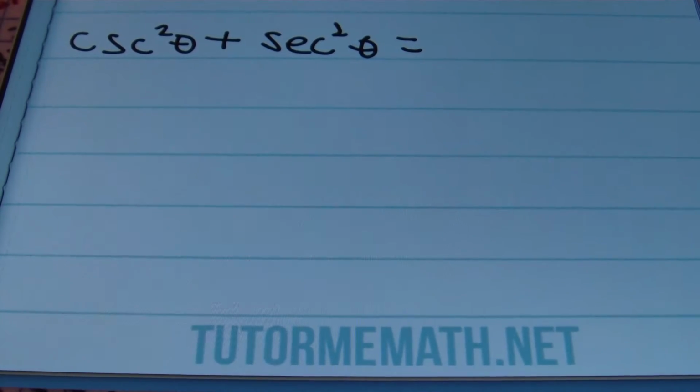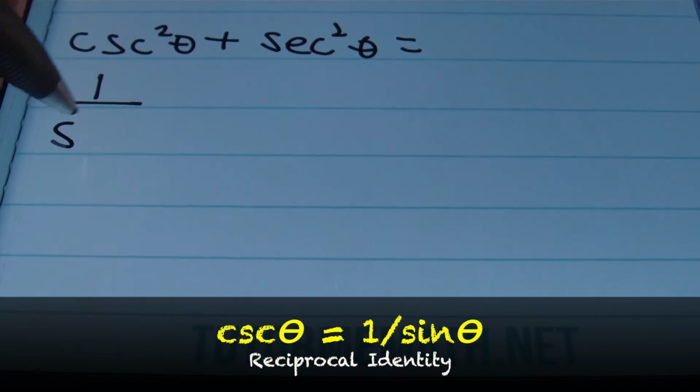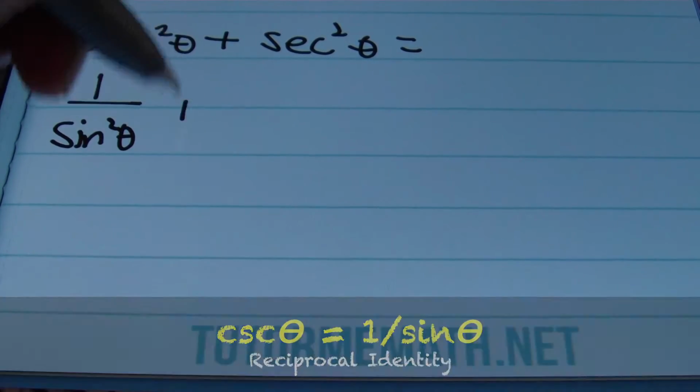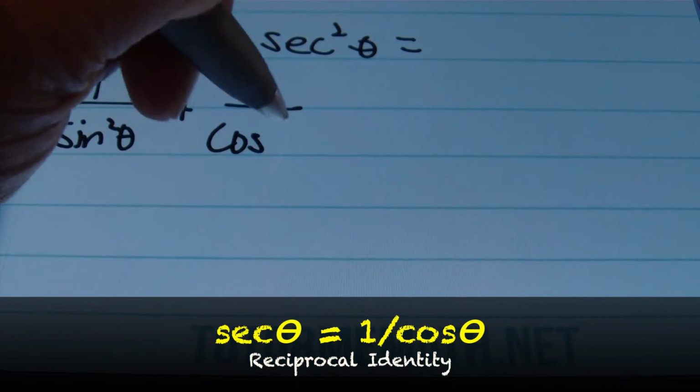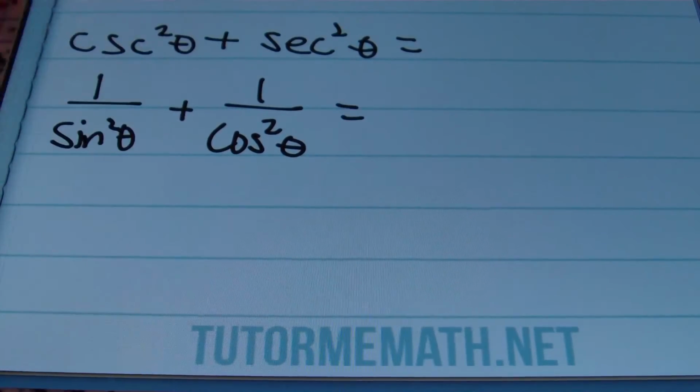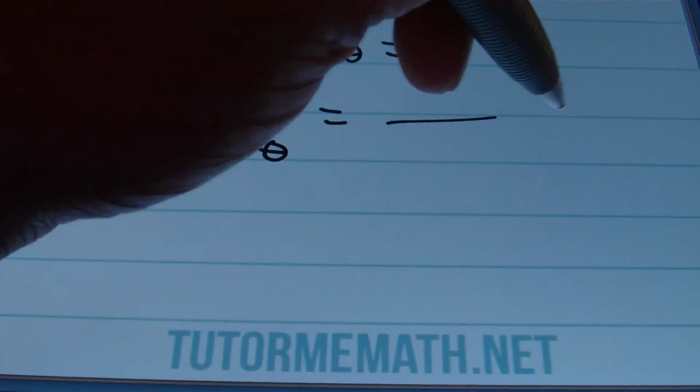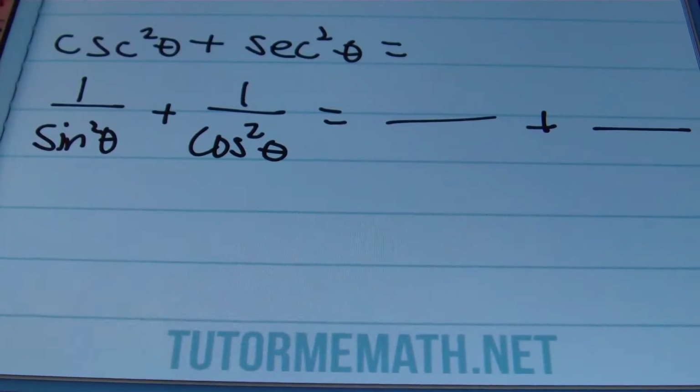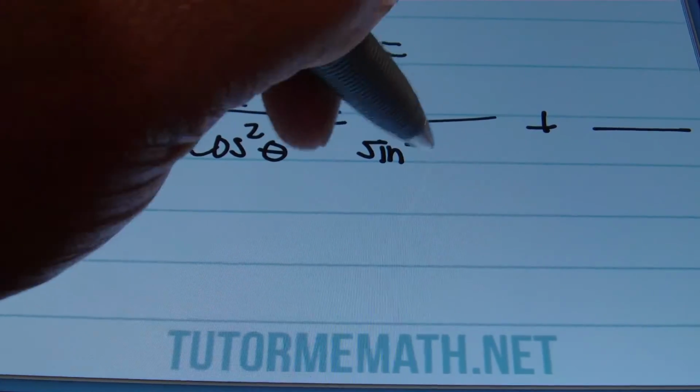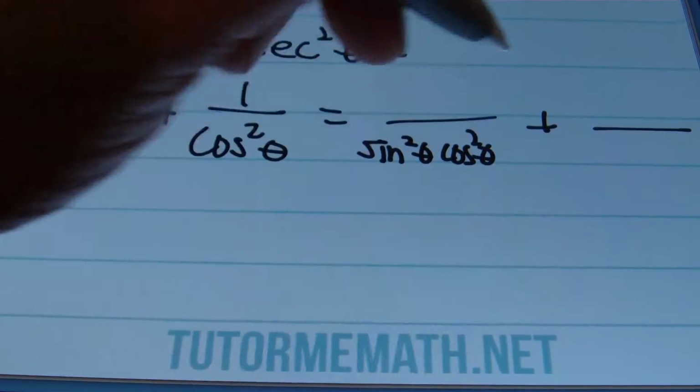So from here, we're going to rewrite this cosecant squared theta and secant squared theta using only cosine and sine functions. So this becomes 1 over sine squared theta plus 1 over cosine squared theta. Then getting a common denominator, I'll have sine squared theta times cosine squared theta for my common denominator here.